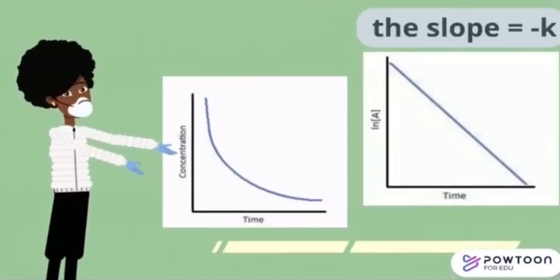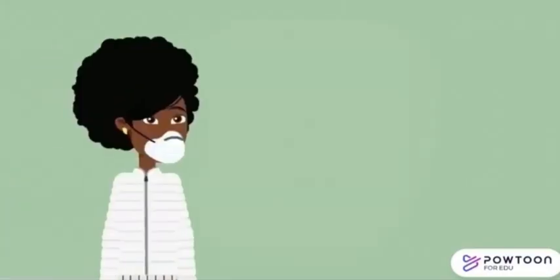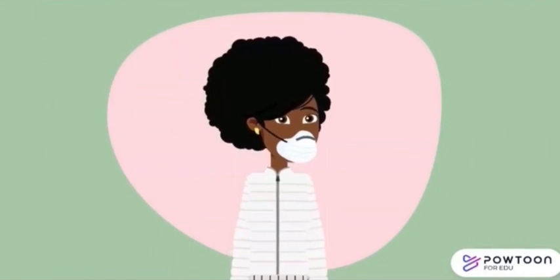The following graphs represent concentration of reactant versus time for a first-order reaction. Plotting the natural logarithm of reactant concentration with respect to time for a first-order reaction gives a straight line with the slope of the line equal to minus k. If a plot of reactant concentration versus time is not linear, and the plot of the natural logarithm of reactant concentration versus time is linear, then the reaction is first order.